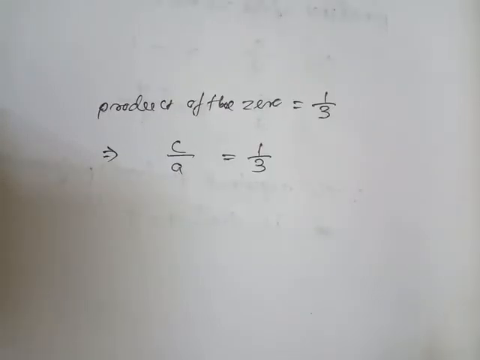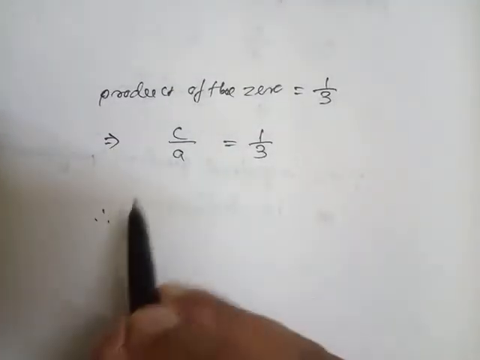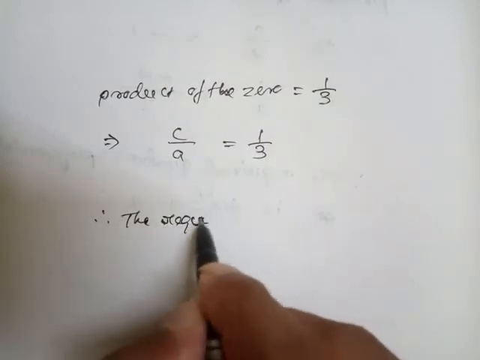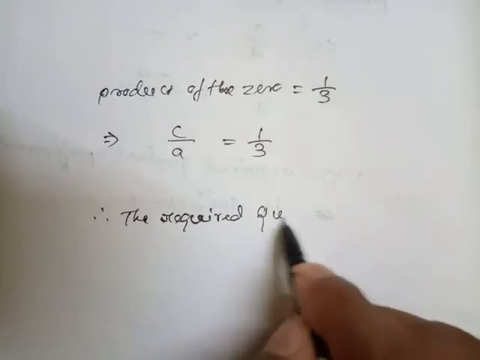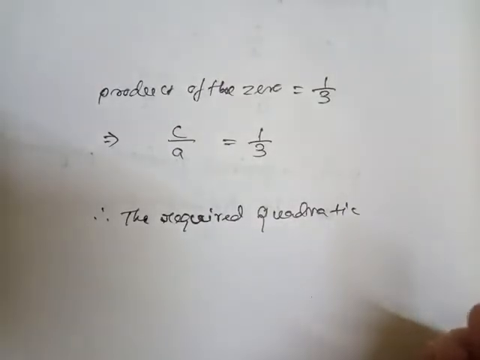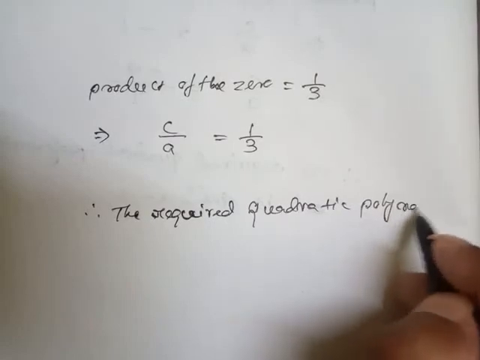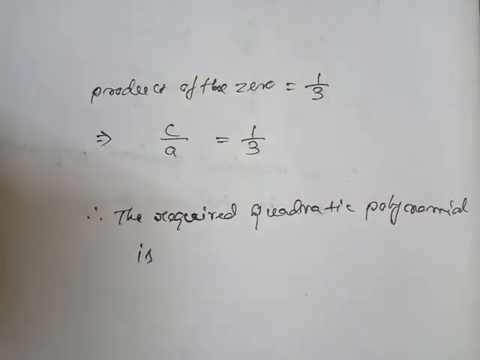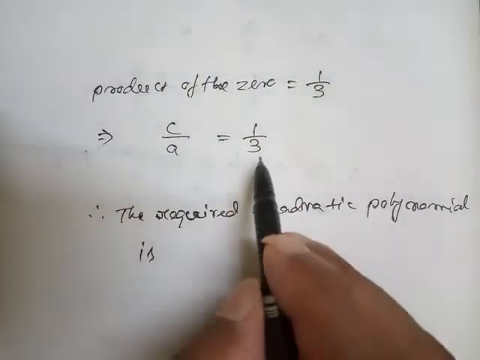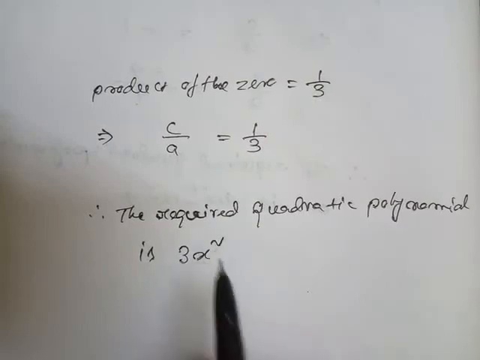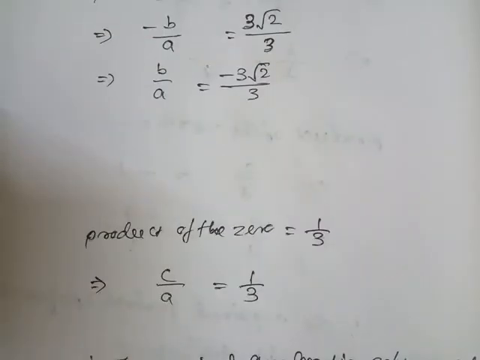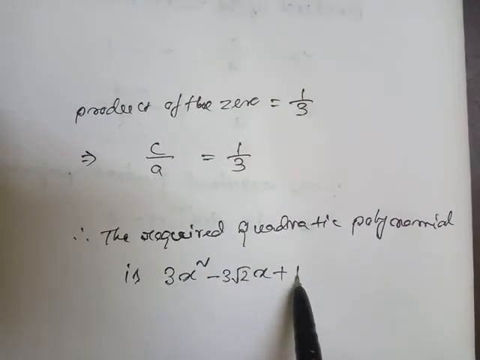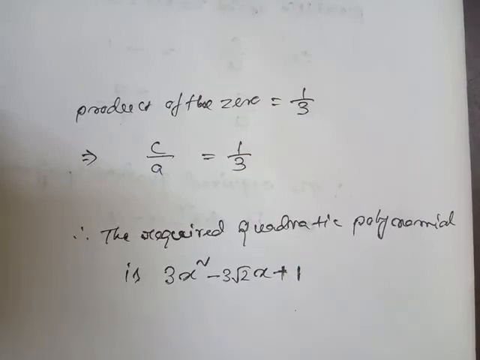So we can write here that the required quadratic polynomial is ax square plus bx plus c, which is the standard form. Now ax square, a is 3, which means 3x square. For bx, what is the value of b here? b is minus 3 root 2, so we'll write minus 3 root 2 x, and c is 1. This is the answer of question number 2, Roman 2.